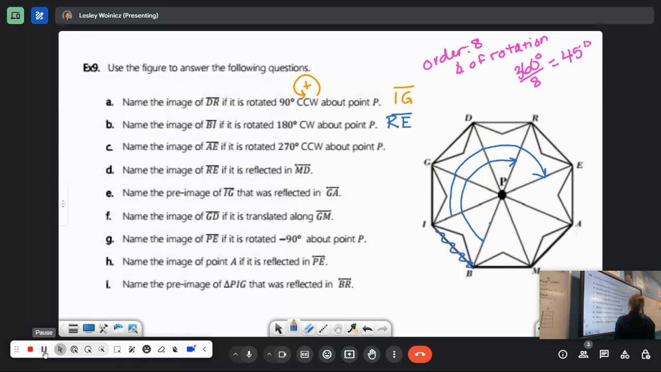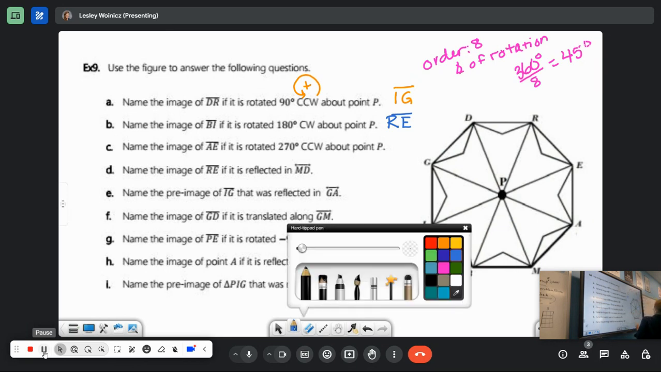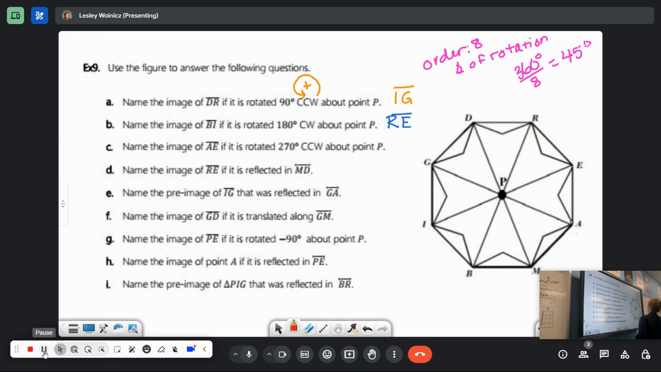All right, I want you to try C. So we're doing AE. Where is it? We're going in the positive direction. How many turns? 6. Okay, so 1, 2, 3, 4, 5, 6. So A goes to B. All right, and then E is going to go to 1, 2, 3, 4, 5, 6, M.